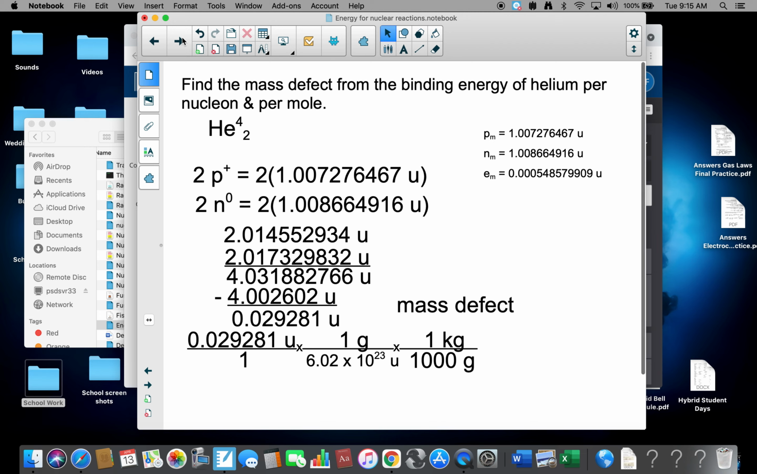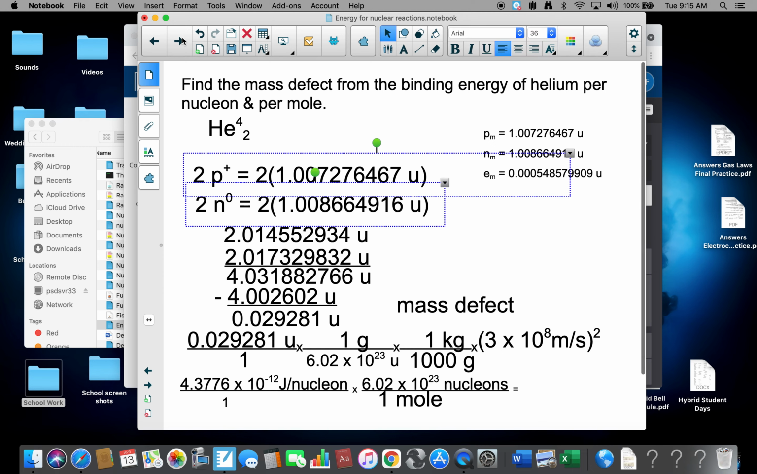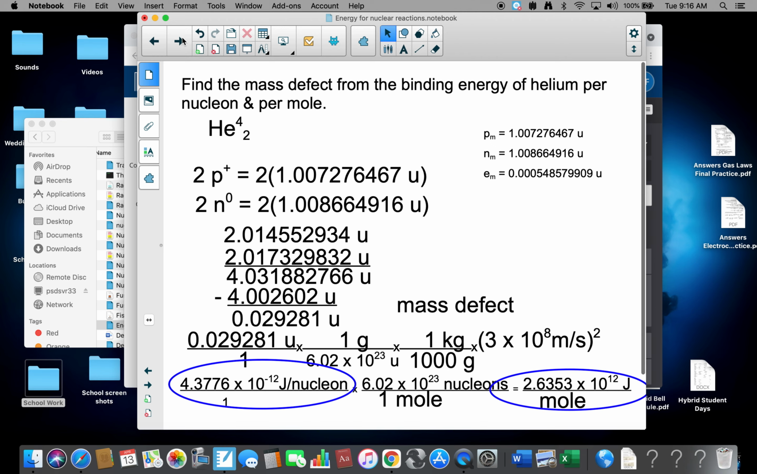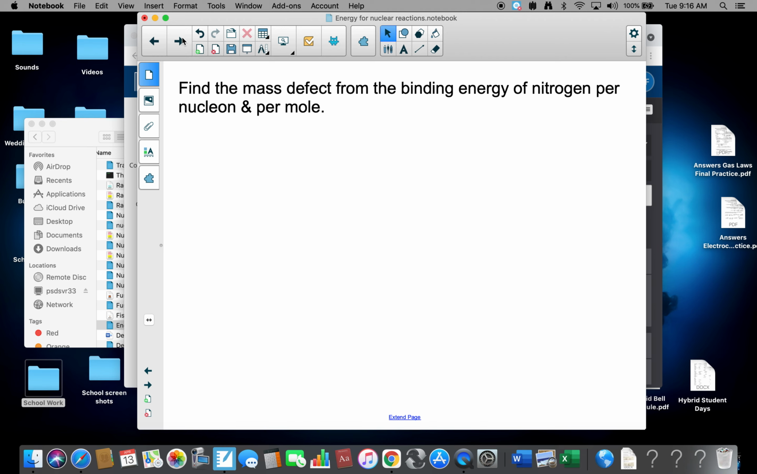We want to convert it to kilograms, and we then multiply by the speed of light squared, so it's mc squared. We get 4.3776 times 10 to the minus 12th joules per nucleon. And we want to find out what it's going to be per mole, and we use Avogadro's number to do that. 6.02 times 10 to the 23rd nucleons is 1 mole. So we get 2.6353 times 10 to the 12th joules per mole. Those are my answers. All right, we'll do this one in class.